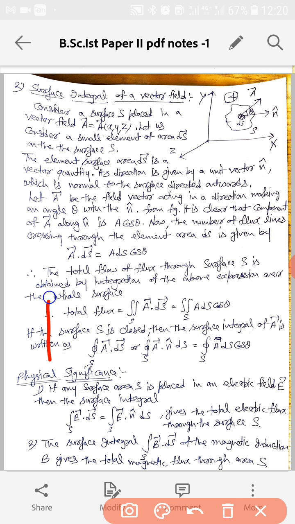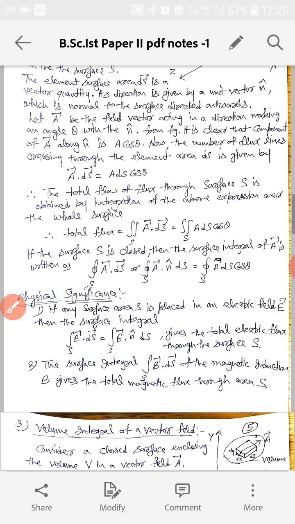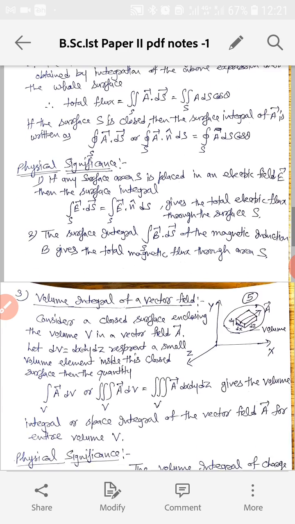Another example of the surface integral is, if we take the surface integral of magnetic induction, that will give us the total magnetic flux through the surface S. So with the surface integral, we can calculate the total electric flux through a surface or total magnetic flux through a surface and many other things.